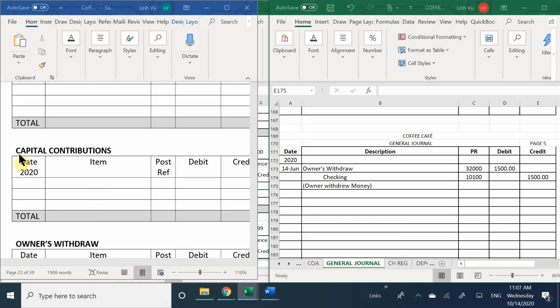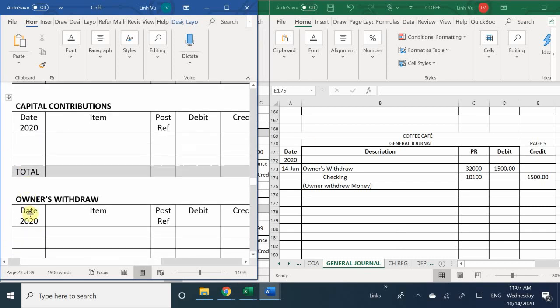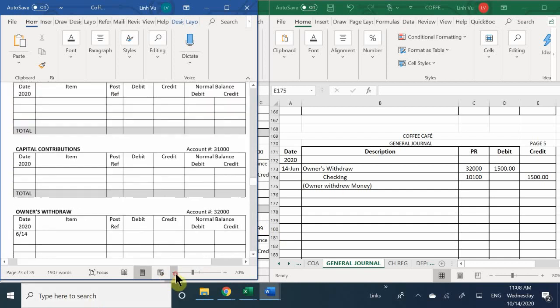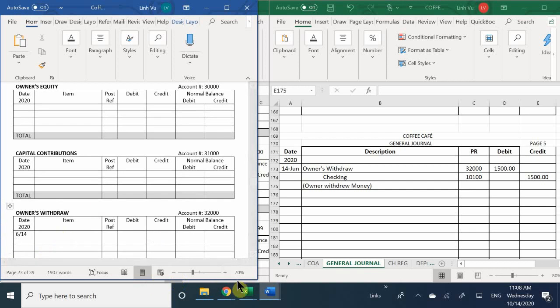So I'm going to indicate that on June 14, not capital contributions, it's my owner's withdrawal. I'm going to shrink this worksheet so I can see everything. Owner's withdrawal for 614. Item, you don't really need to write anything because it's pretty straightforward. You can say withdrew from bank.